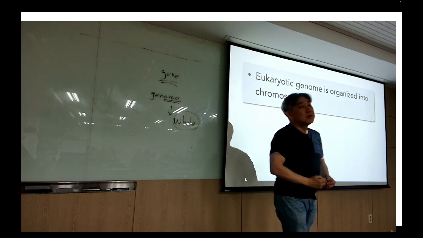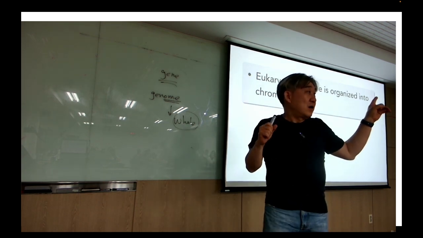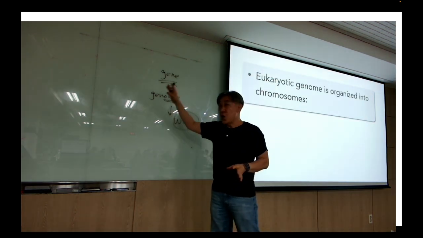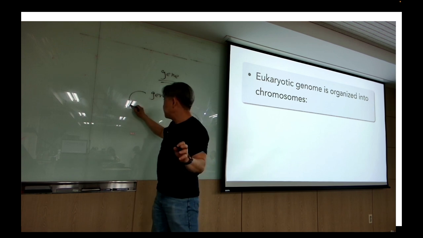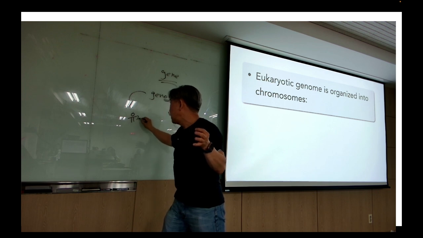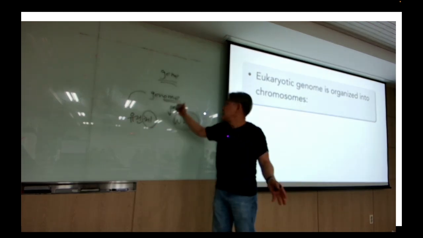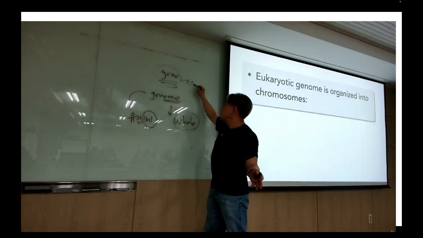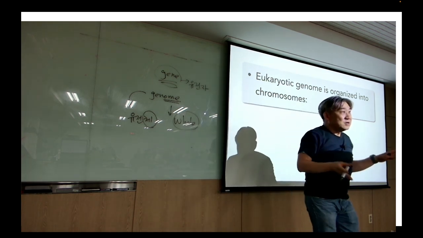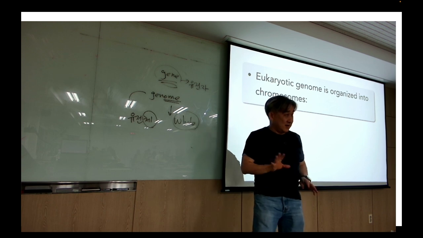So genome means all the genes present in one particular organism or one particular individual. Okay. So this genome, in Korean, is translated into this, the entire body. Whereas this gene in Korean is this, merely this, isn't it? Right? So that's the difference. Gene versus genome. So this OME thing can go further.